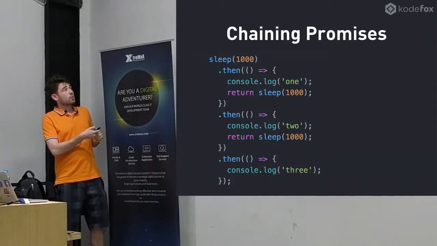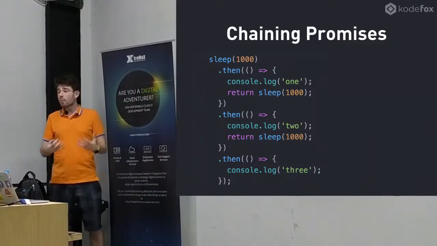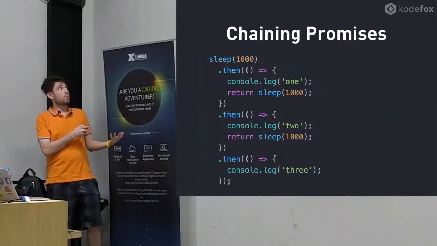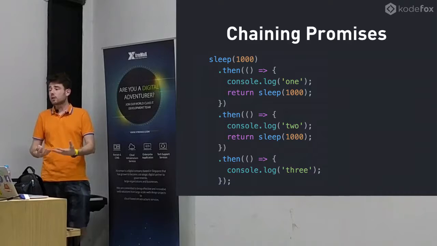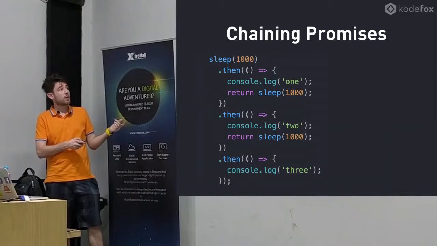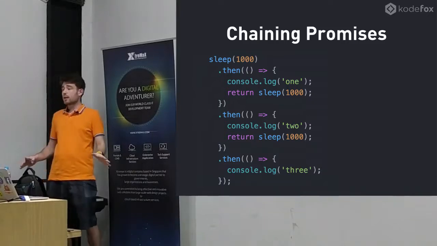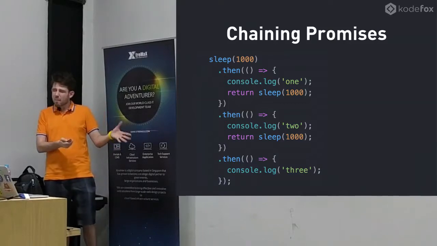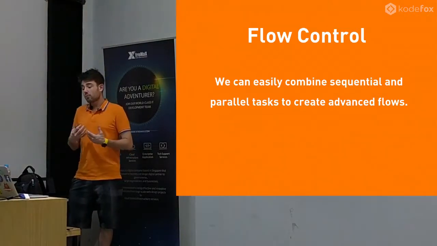The first thing you might notice is that we're returning something from inside our callback, right? Inside of our then handler, we're returning another promise. Remember, whenever we call sleep, it returns a promise that will resolve in the future. When we return a promise from in here, that's what allows us to call another then. And in the last one, we didn't return anything, so we're finished, right? Even this might be a little better than callbacks, but it's not amazing. But we get flow control.